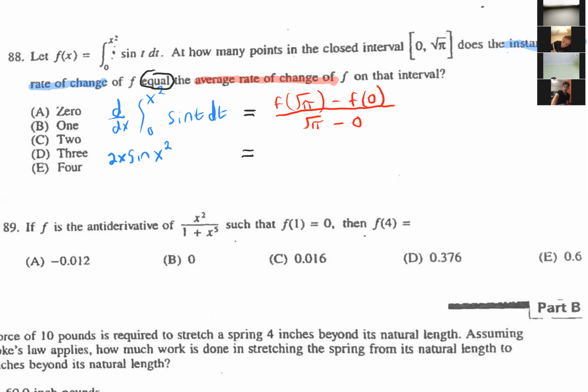Okay, so if you want to find f of square root of pi, I'll do my scratch work up here at the top. This is going to be the integral from 0 to square root of pi squared. The square root of pi is my x, so it's from 0 to x squared of sine of t dt. The integral of sine is negative cosine. If you want to pull out the negative, you can.